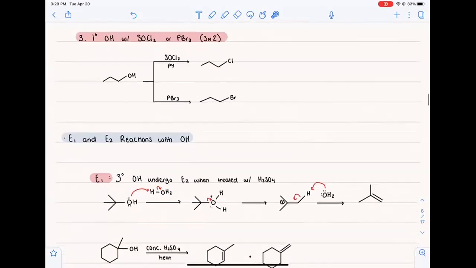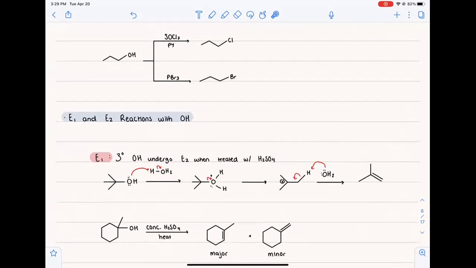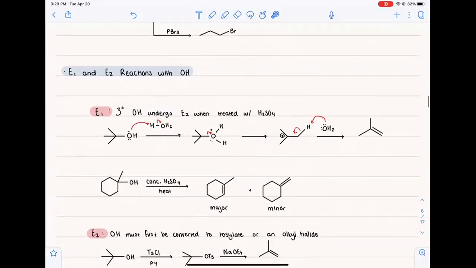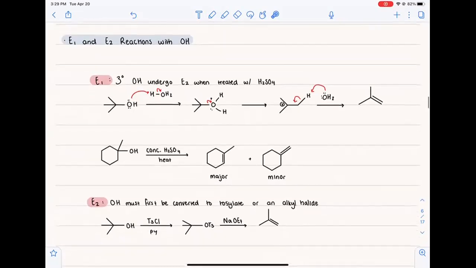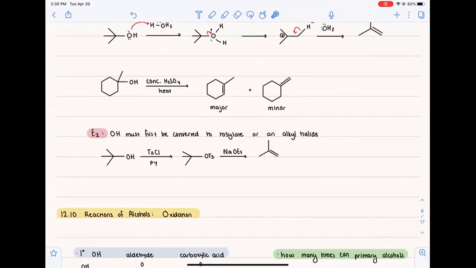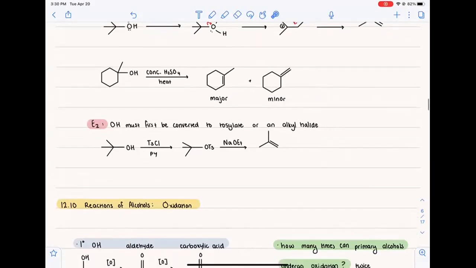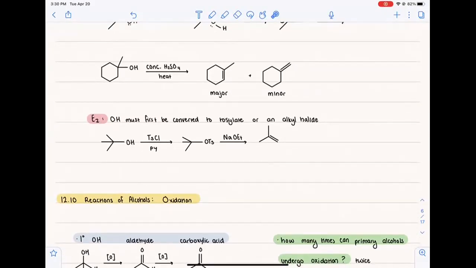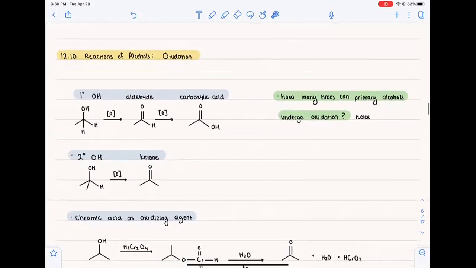Anyways, so we also have elimination reactions for alcohols. Reactions keep on coming. Here we have tertiary alcohol undergoes E2 when treated with H2SO4. I'm going to stop looking at the mechanisms, but if you guys want to scroll down, they're there. This is more reactions. Again, that nice little tosylate, OH must first be converted to tosylate or an alkyl halide in order to react as an E2. Over here, I was wondering for a second how we have a tertiary, but I don't question things. I just follow the rules.